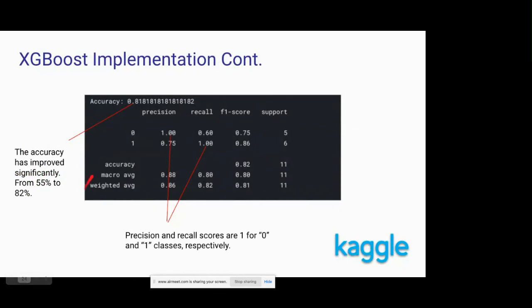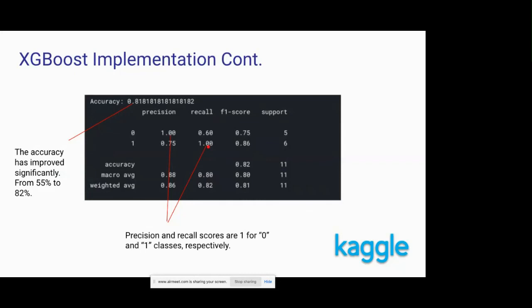Now here we can see our results from running this optimized XGBoost model. We can see that the accuracy has improved significantly, as mentioned previously, from 55% all the way up to approximately 82%. We're also going to see that our precision and recall scores for the 0 and 1 classes, so for our healthy and Alzheimer classes, are 1. So it's like perfect precision and recall scores.